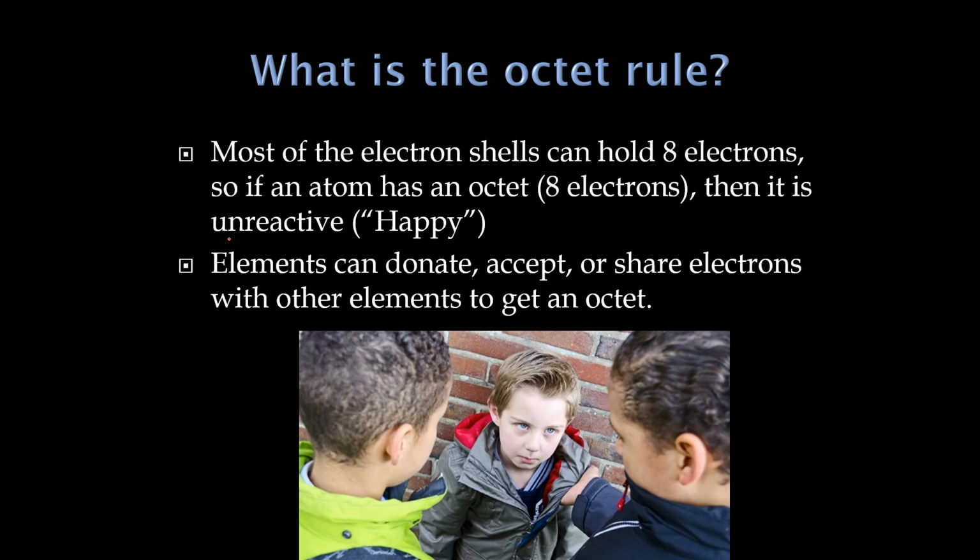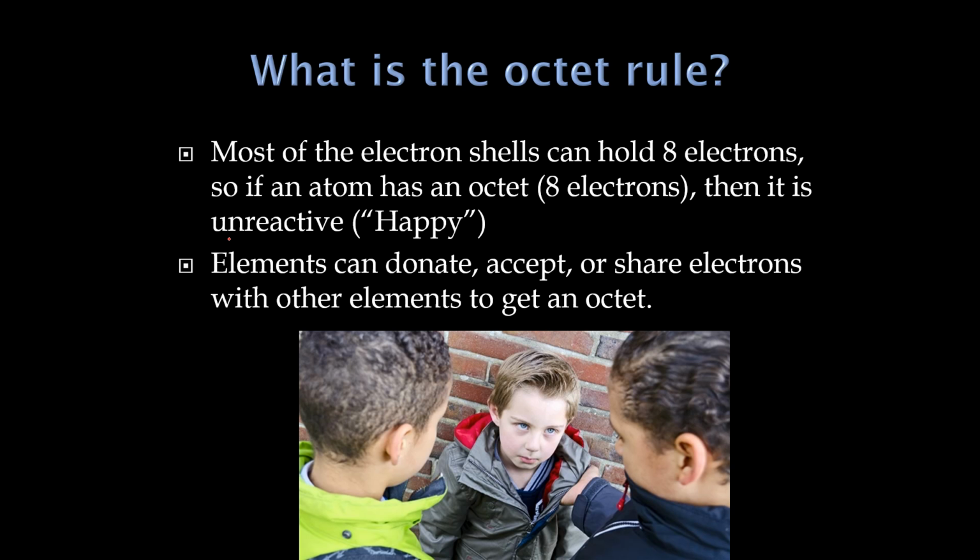It's called the octet rule because most of your orbitals can hold 8 electrons, and octet means 8. It does not hold true for the elements that are in the first period because they only get 1 shell, and that shell can't hold 8. It can only hold 2. But generally speaking, for most of the elements on the periodic table, not hydrogen and helium, but most of the other ones, they're going to be what I'm going to call happy or unreactive if they have a full octet of electrons in that valence shell. If they don't, they're going to do whatever it takes to get to 8 electrons.